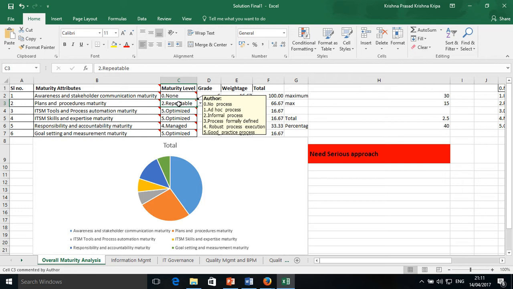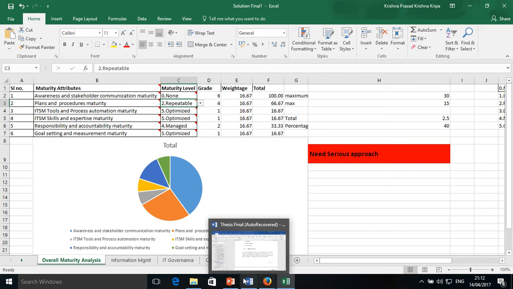which they must bind to their goal, and try to perform a restructuring of their present ITSM framework. For example, if they have not started, if they have no concept of ITSM, then they must answer no, zero. Then also they need a serious approach. That is the meaning of this slide.